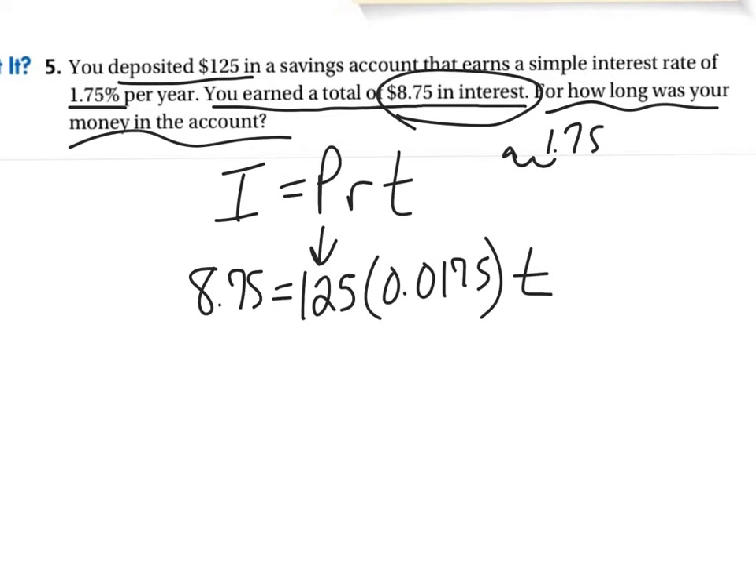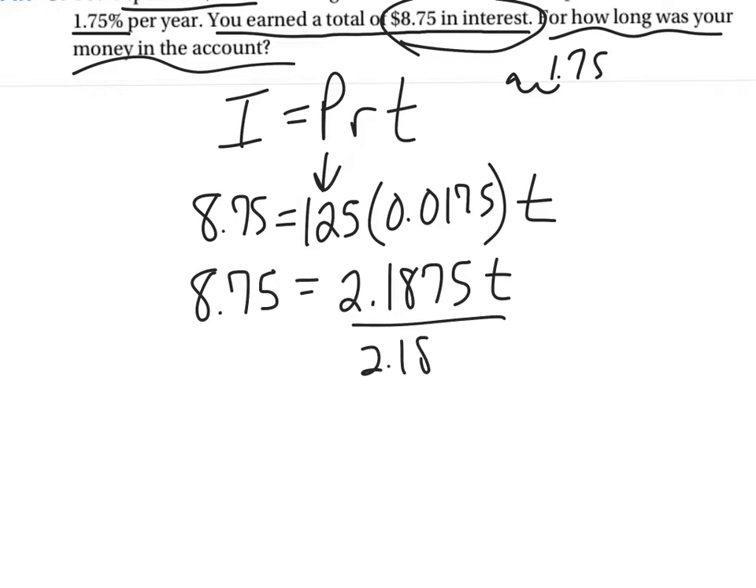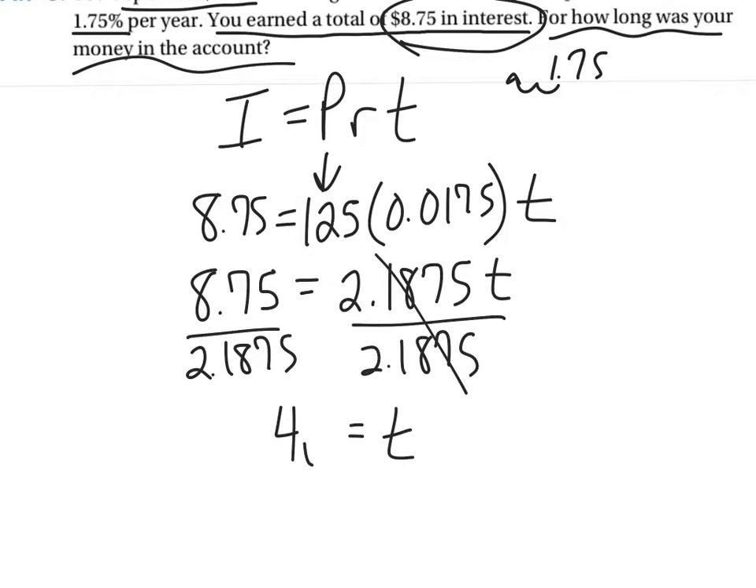So if we set this up, we can simplify on the side with the variable. We can go ahead and multiply the 125 times 175 ten-thousandths, and we get 2.1875. And then they're multiplying, so we can divide by that. And it doesn't look real great right now, but that comes out as 4. So that means 4 years that you had that money in the account in order to earn that $8.75.